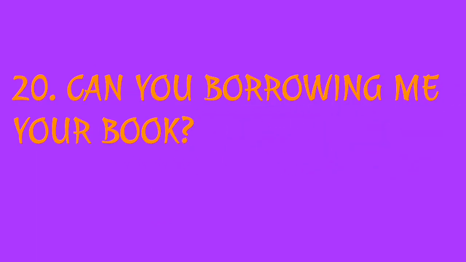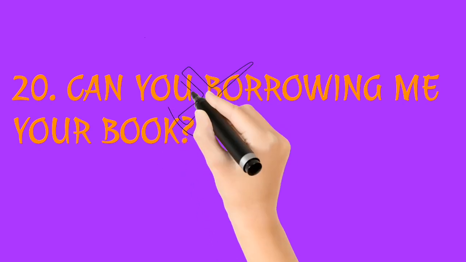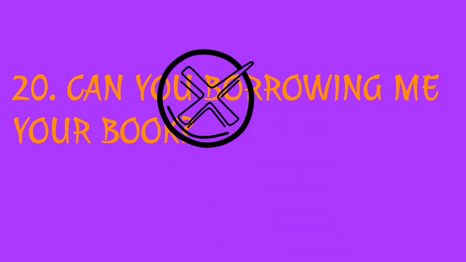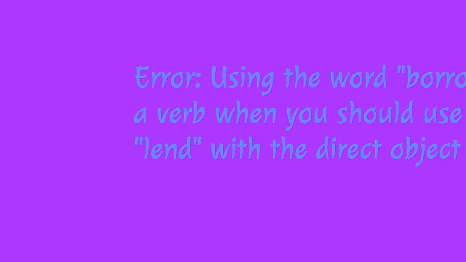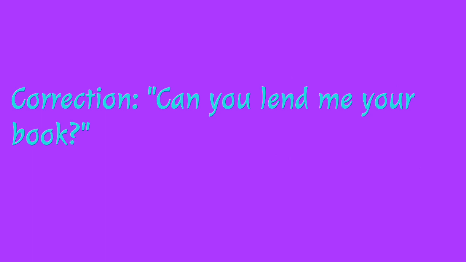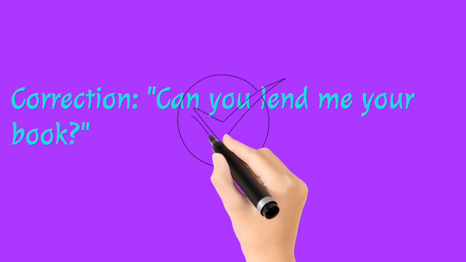And the last is, can you borrowing me your book? This sentence is grammatically incorrect. Using the word borrowing as a verb when you should use the verb lend with the direct object me. So we need to change the word borrowing to lend. So the correct sentence is, can you lend me your book? Now you can use this sentence if you want to borrow something.